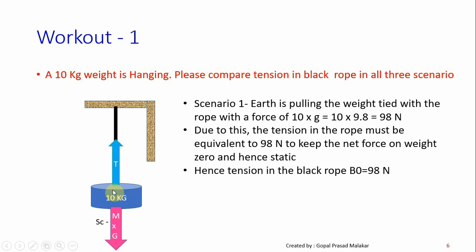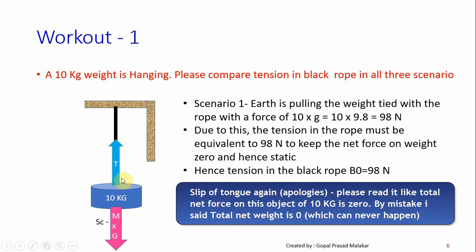Once again, gravitation is pulling this object by 98 Newton. Obviously because it's hanging here, this object will be pulling this by 98 Newton. Then this cable is getting tension, and this must be applying a force on this object of 98 Newton. And that's why the total weight on this object, 98 Newton because of gravitational pull, is getting nullified.